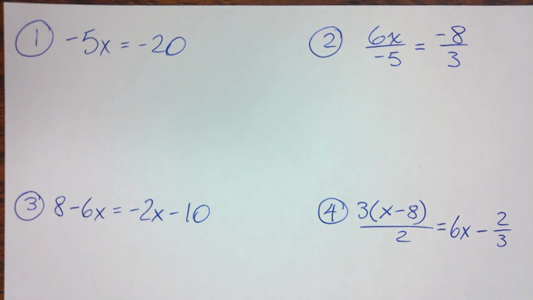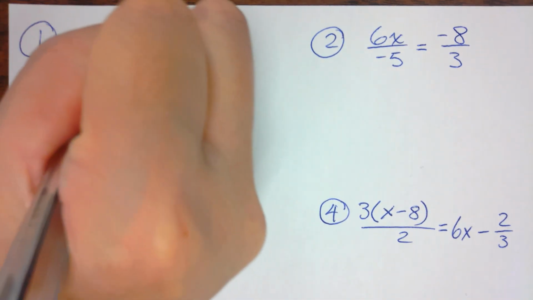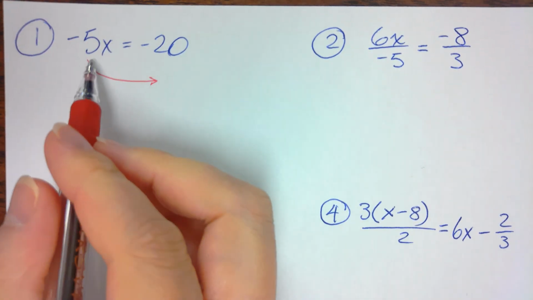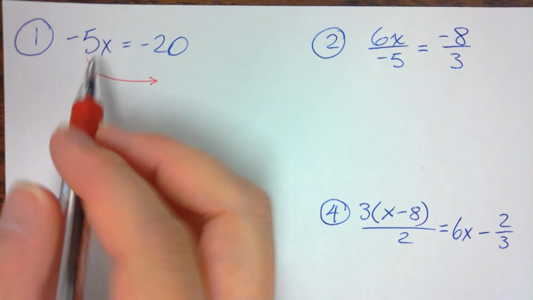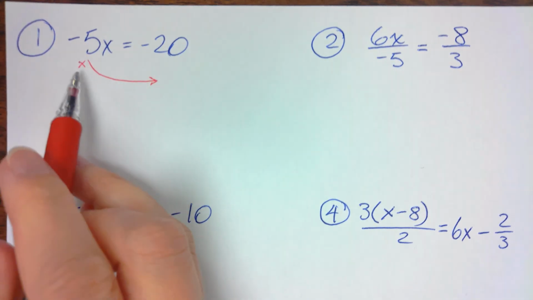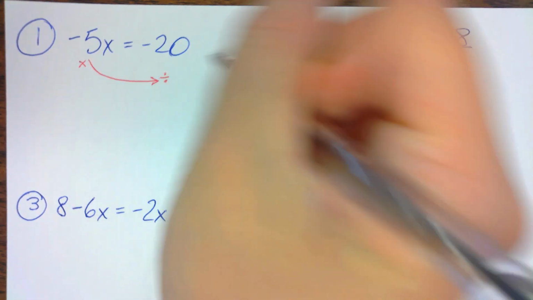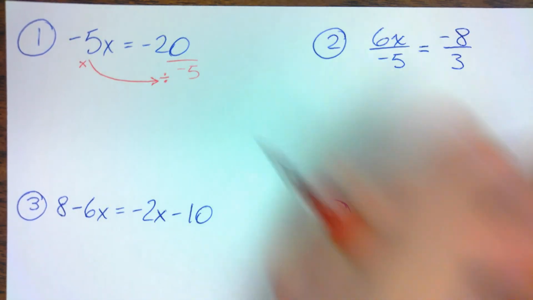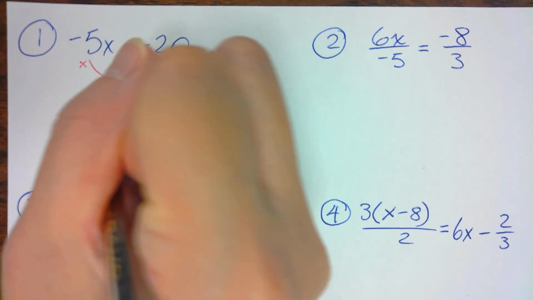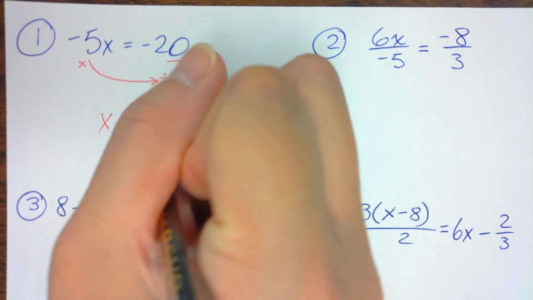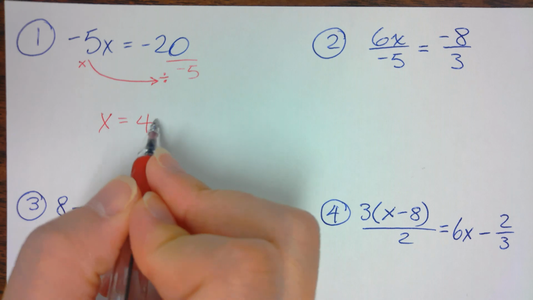First of all, I took the -5 to the other side. Yep. Divided -5 by -5. Right, negative 5x means negative 5 times x. So the operation right here is times. So when you move it over to the other side, you are dividing. So when you divide it by negative 5, you get x equals positive 4, right?